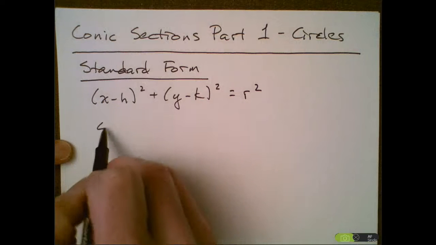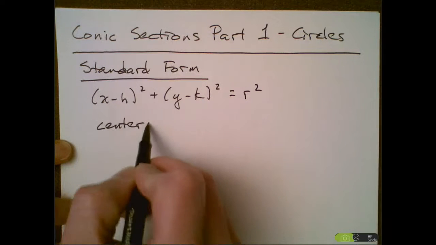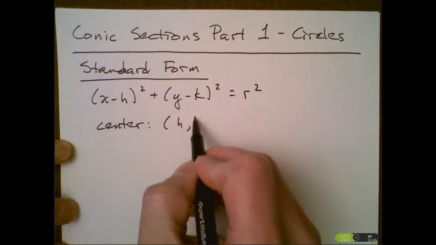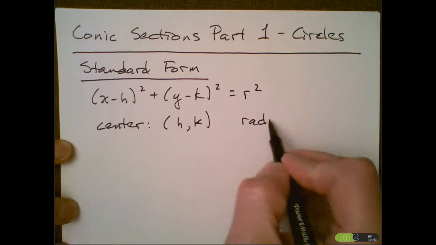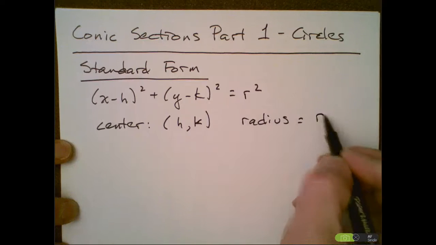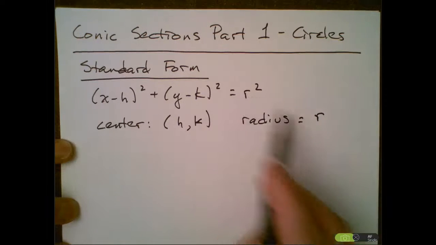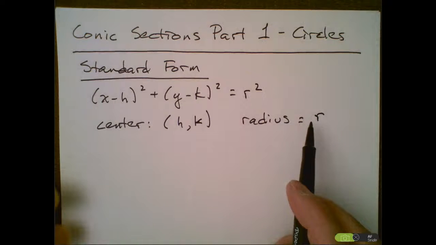So from this, we can tell that the center is the point h comma k, and we know that the radius is r. So notice we have r squared, so to find the radius, we just take the square root.